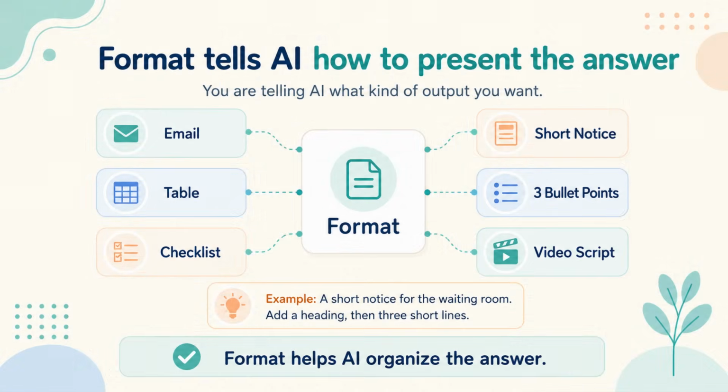Format means how you want the answer to be presented. Do you want an email, a table, a checklist, a short notice, 3 bullet points, a video script, a caption? For our example, we can say, make it a short notice for the waiting room, add a heading, then 3 short lines. Now, AI knows how to organize the answer.